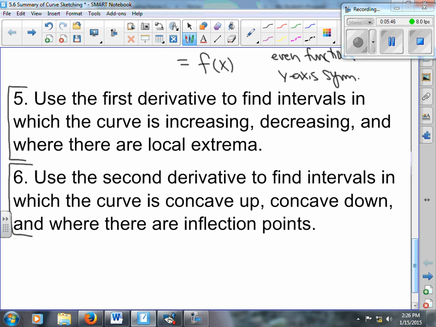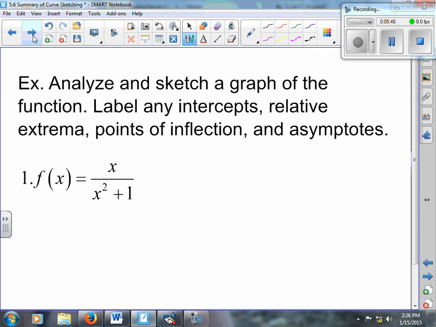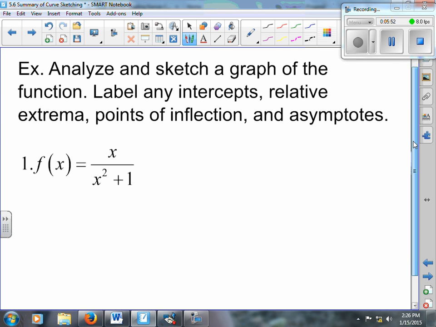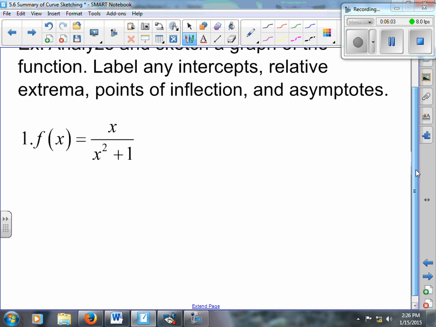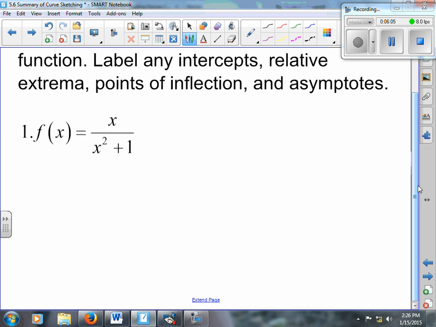Okay, so I have one example, and this will take a bit of time because it's just a long process. So we're going to analyze and sketch the graph of this rational function. We're going to find any intercepts, maxes and mins, points of inflection, and asymptotes. Okay, so I'm going to start, and I'm just going to go through that list that we just did. I'm going to start with the domain. I noticed that I have a denominator, so I'm going to be worried about whether or not that denominator is 0.